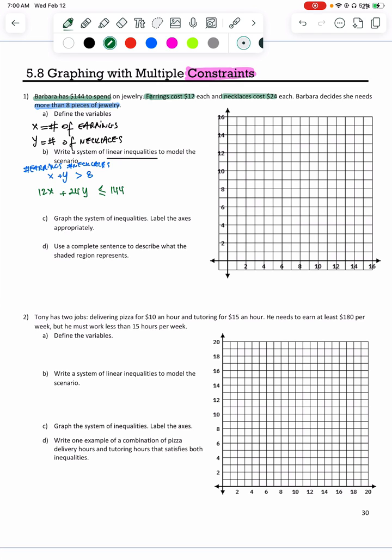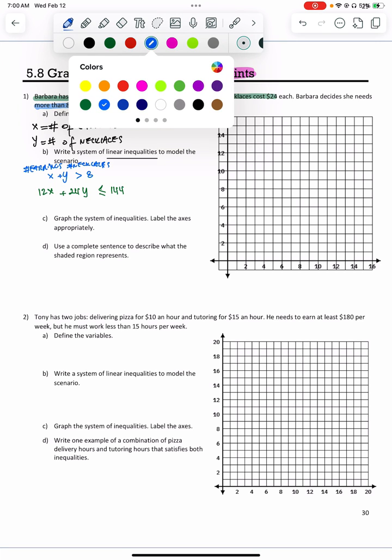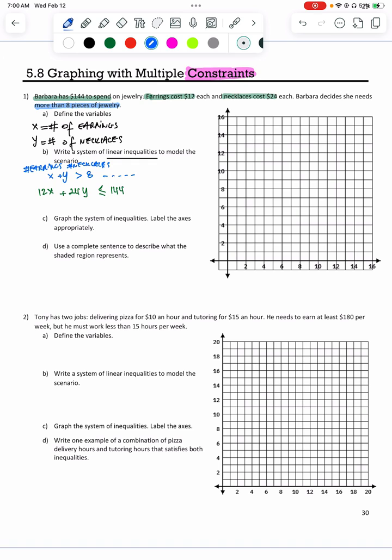Okay. Now notice that the first inequality, the one in blue, has a greater than sign. So this is going to be a dashed line. Normally we write dashed next to it. And the one below it has less than or equal to, so that's going to be a solid line. So keep that in mind. And by the way, for the second inequality, remember this is the cost of earrings, and this is the cost of necklaces. And really, the 144 is the amount to spend, how much money she's got to spend. So this is my system of inequalities.